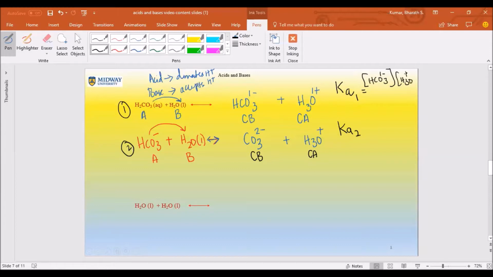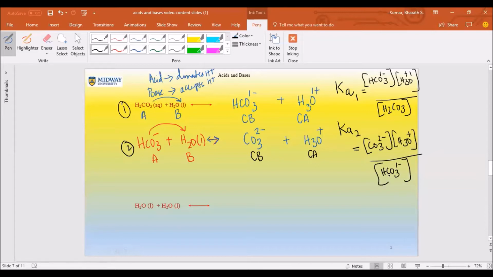H3O plus 1 and divide by only H2CO3, no water, because you cannot have pure solids and liquids. This is an equilibrium expression. You cannot have that in there, all right? Ka2 is what's in the second equation? Well, you have CO3 2 minus and H3O plus divided by HCO3 minus. Now, we could do a titration.